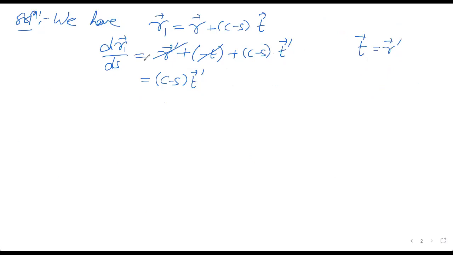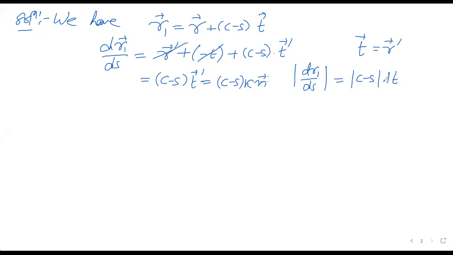And if you take the mod, because I will need the mod, you can find dr1 over ds mod. How much is it? Mod of C minus S, mod of C minus S, and this mod T dash, that will be what? What can I write T dash as in the next step? And solve this. So what is the value of T dash? It is kappa n, because I want the formula in terms of n.